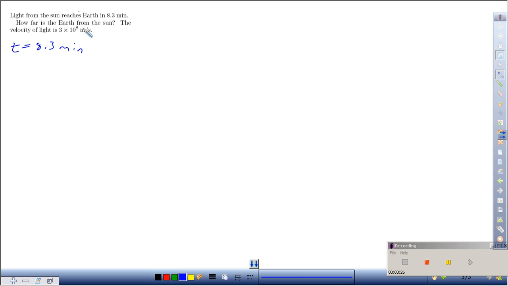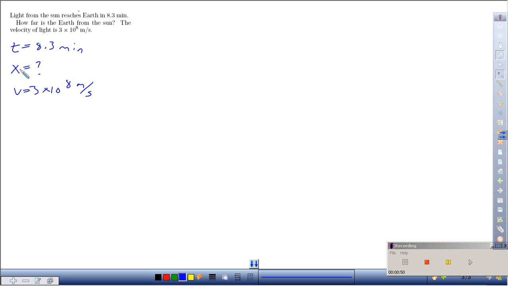How far is the Earth from the sun? How far? Well, that's a distance. So I'm going to write x equals question mark. The velocity of light is 3 times 10 to the 8th meters per second. Well, it's telling me that that's a velocity. My velocity is 3 times 10 to the 8th meters per second. That's that many meters in 1 second.